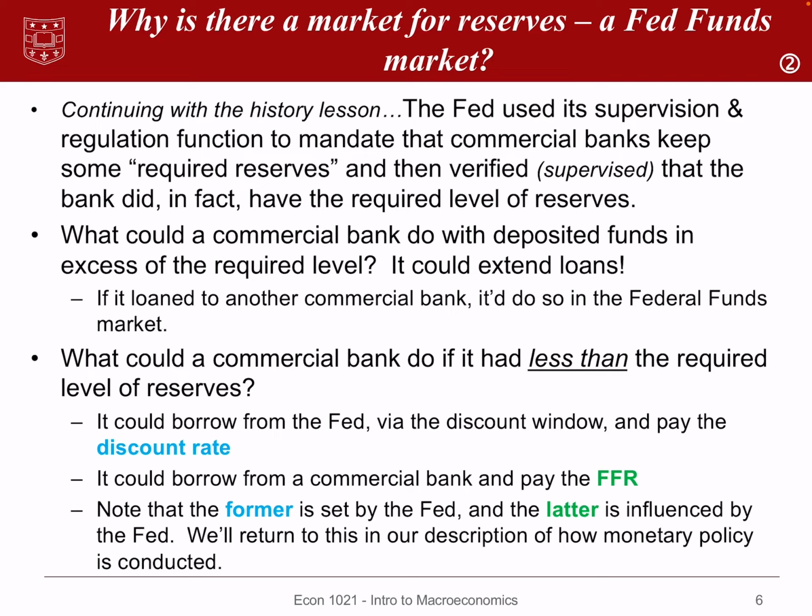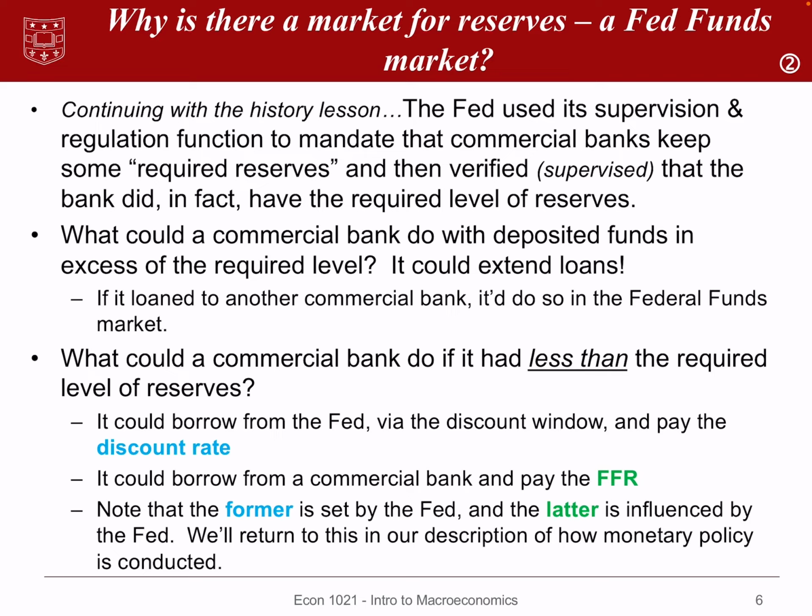It could extend loans. And so it could lend to, of course, a creditworthy client, like a firm that wants to undertake an investment project or a person who wants to buy a house. But it could also lend to another commercial bank. And if it's doing that, it's doing so within the federal funds market. So the Fed funds market exists in order to provide a vehicle for commercial banks to trade these reserves that they have, from a bank that might have an excess of them to, as we go to the final bullet point, a commercial bank that would need them.